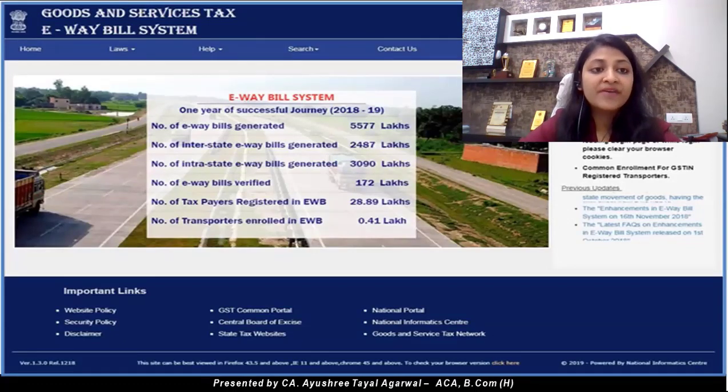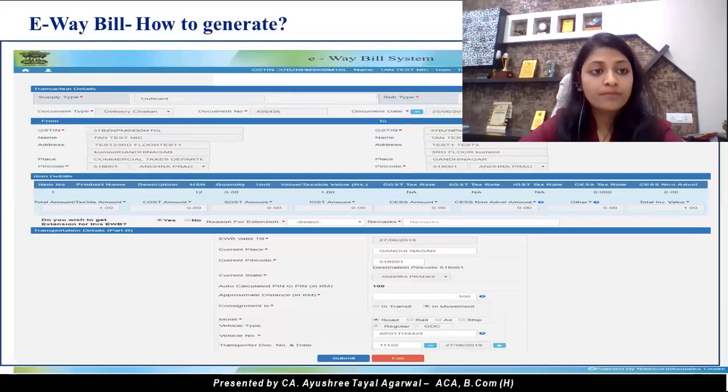Here we can see the website of generation of e-way bill. On the topmost right, we can see a login tab where after feeding the user ID and password, we can fill up the form of the e-way bill. It is divided in two parts, Part A and Part B.